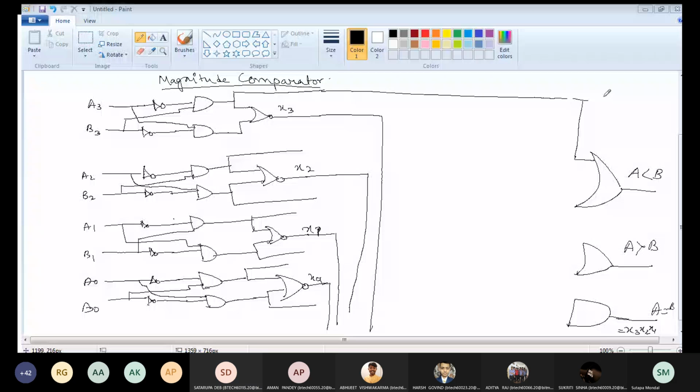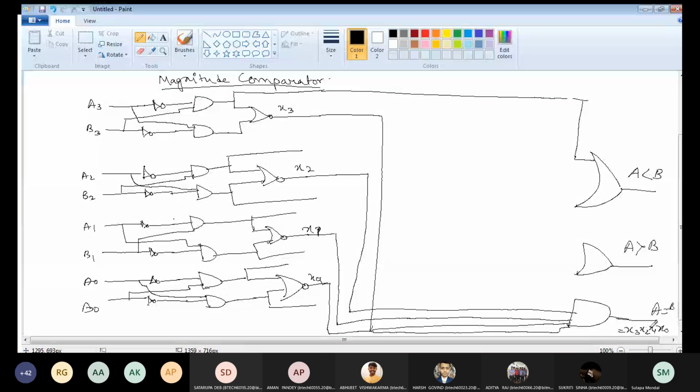So dear students, A equals to B is equals to x3, x2, x1, x0. All are in ANDing itself. Logically ANDing is happening. So x3 was there, you take it down, x2 is there, x1 is there and x0 is there. So what was the equation for A is less than B? So the equation will be what?